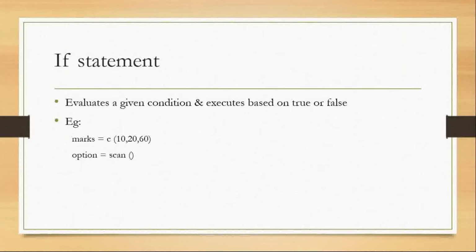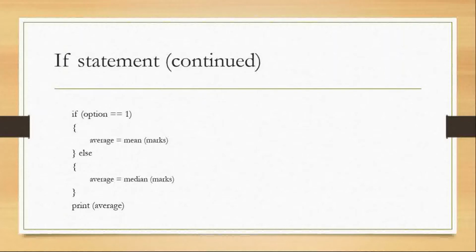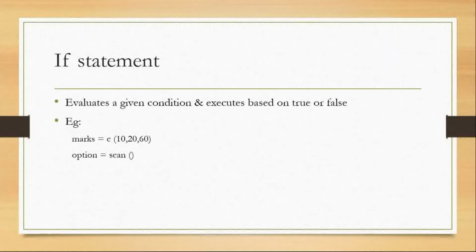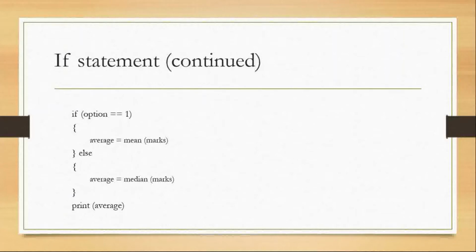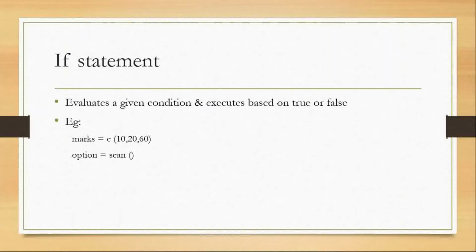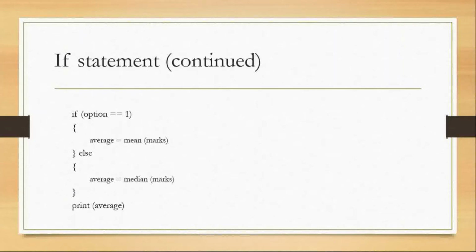Then we are getting user input for option variable. If the user input is 1 for option, then average is calculated as mean of marks, that is mean of 10, 20, and 60. Else average is calculated as median of marks, that is median of 10, 20, and 60. When I say else, it can be any value other than 1. Then we are printing the value of average variable.